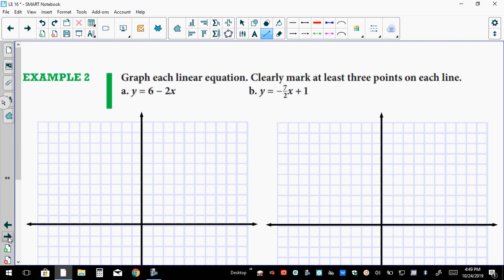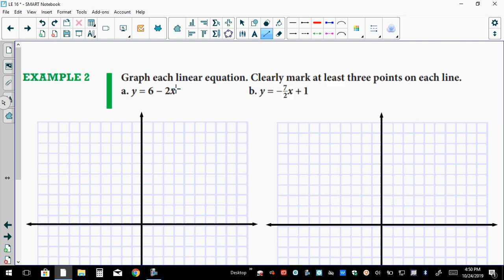Let's look at a couple more here. We have two equations. It says graph each linear equation. Clearly mark at least 3 points on each line. All right, so let's do 3 points. This one right here looks a little funny. Notice the x is in a different spot than it was in the last one.